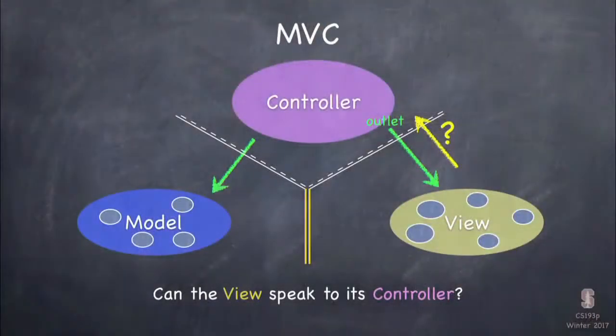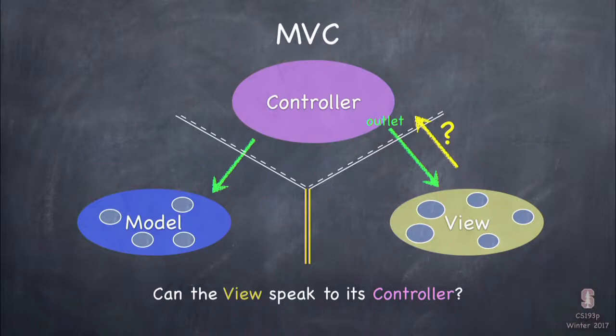How about the view talking back to its controller? Can the view, those minions, talk to its controller? Now, this is something you would clearly want because the minion has got to work with the controller, but it's a bit of a problem here because these things in the view are generic.